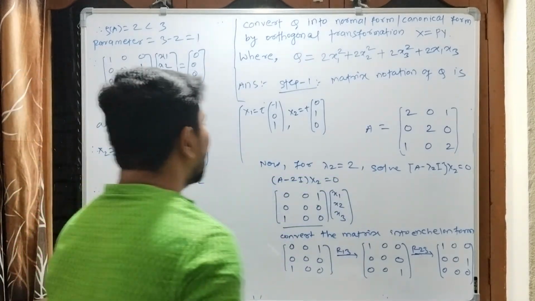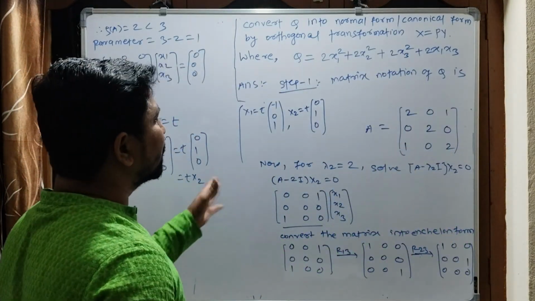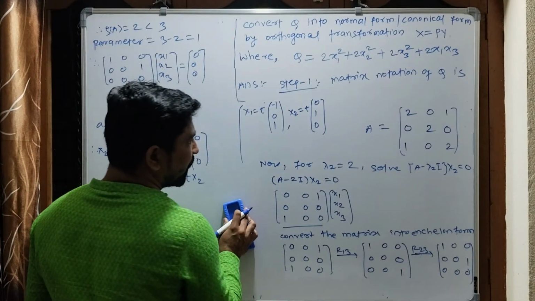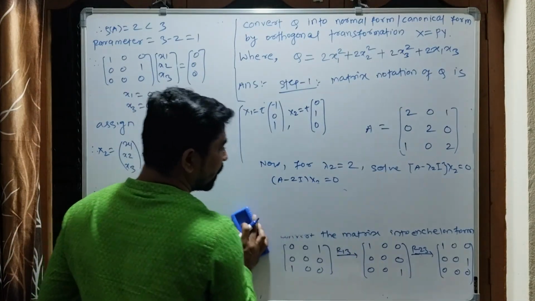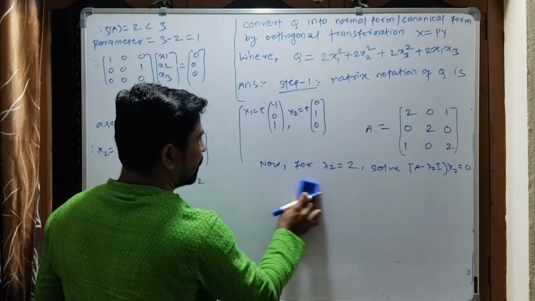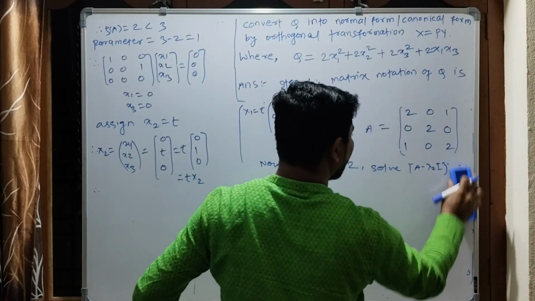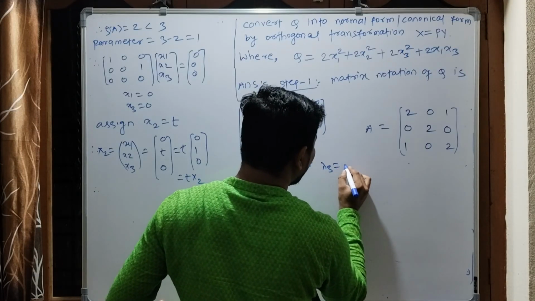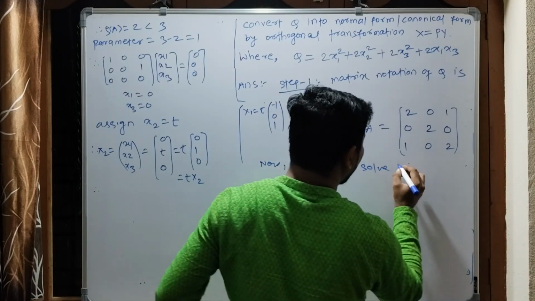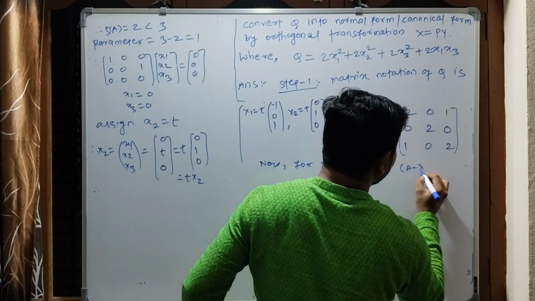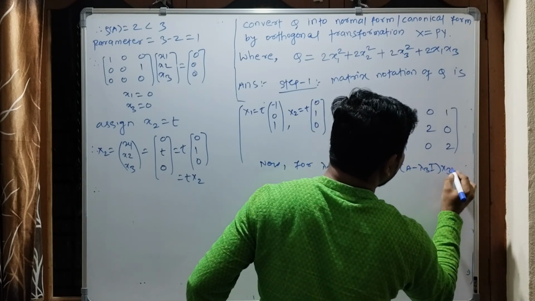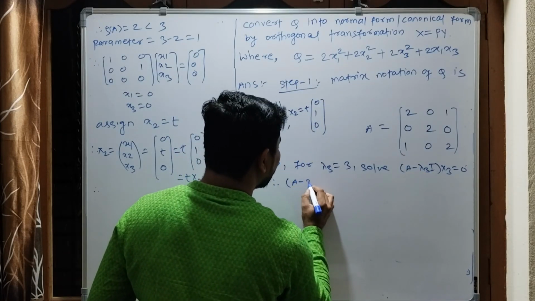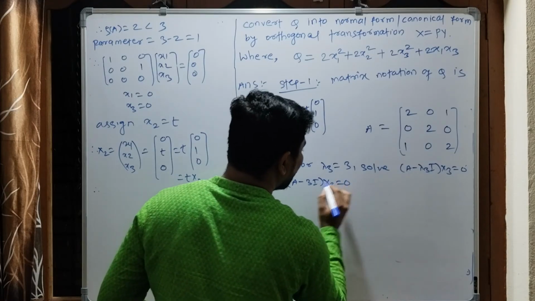In the same way, I want to find the eigenvector corresponding to lambda 3 equal to 3. Now, I hope all of you can read that. I don't have space, I want to write over here itself. Now for lambda 3 equal to 3, solve the equation (A minus lambda 3 I) into x3 equal to 0. So here put lambda 3 equal to 3. Therefore, (A minus 3I) into x3 is equal to 0.